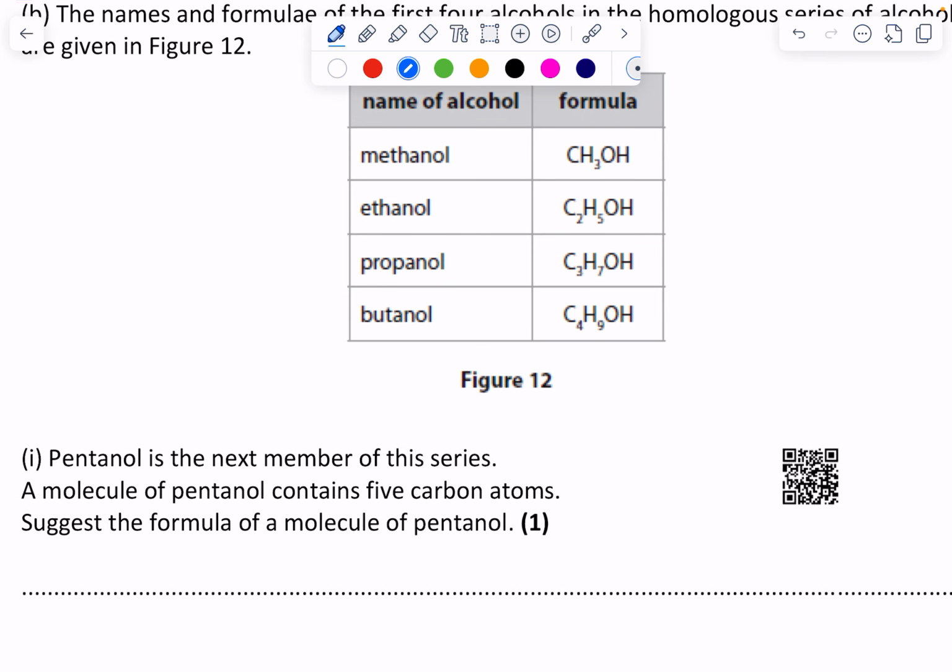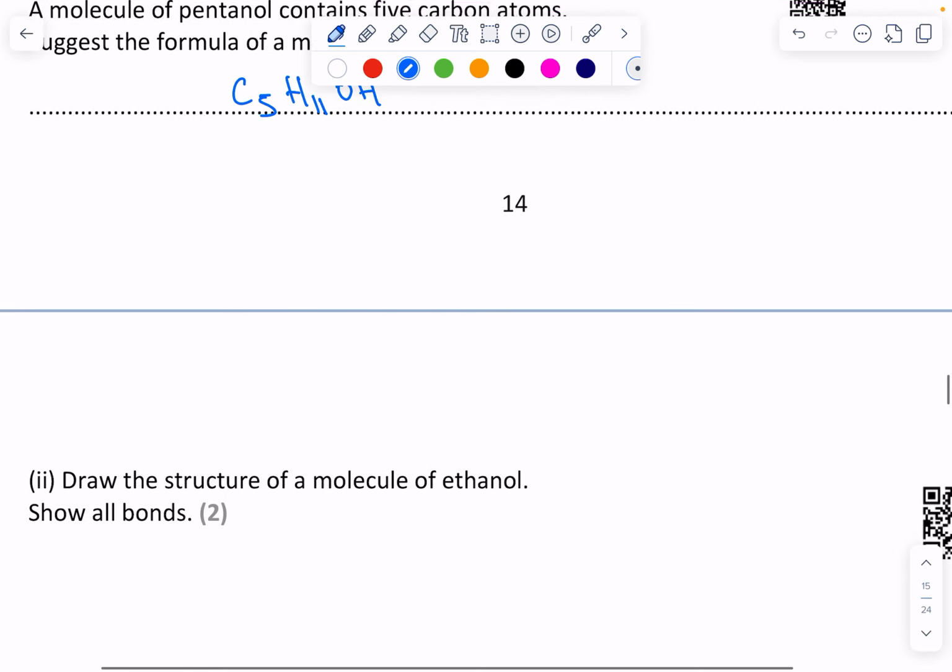Pentanol is the next in the series. The molecule of pentanol contains 5 carbon atoms, suggests the formula. If you remember, every time we go down in the homologous series, we add a CH2 to the group. So we're told here that this is 5. And as you can see here, this has got 9 hydrogens. So if we add 2 more, that's going to be 11. And then you have your OH to show that it is an alcohol.